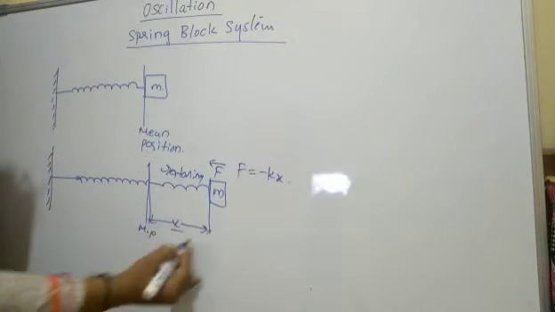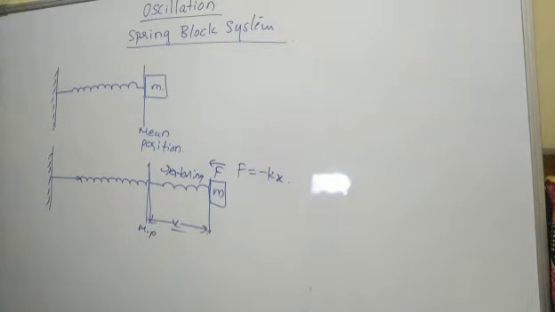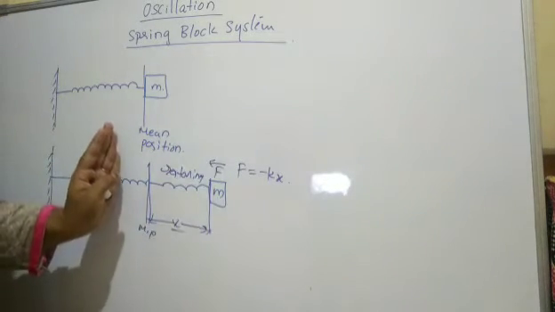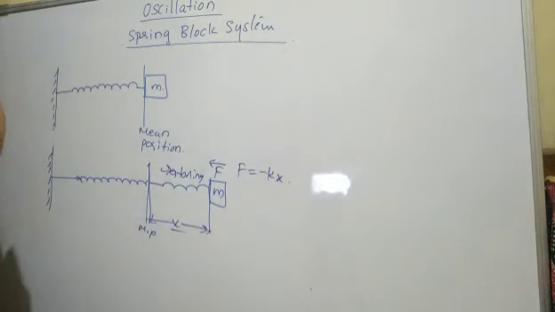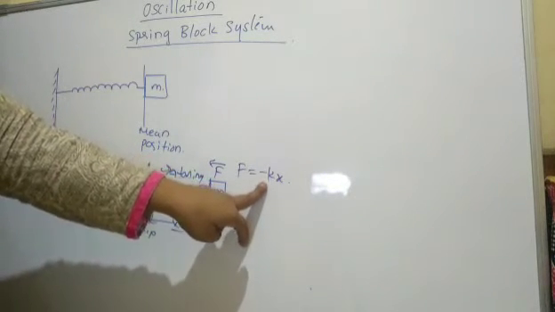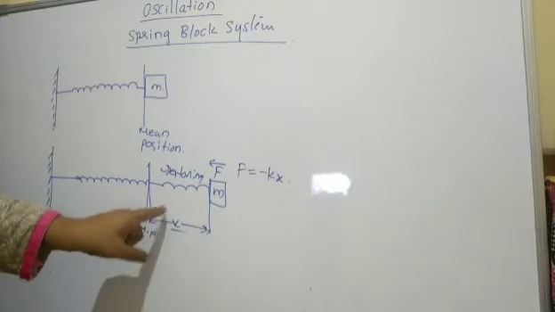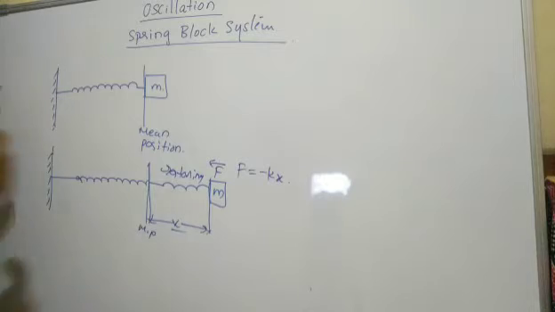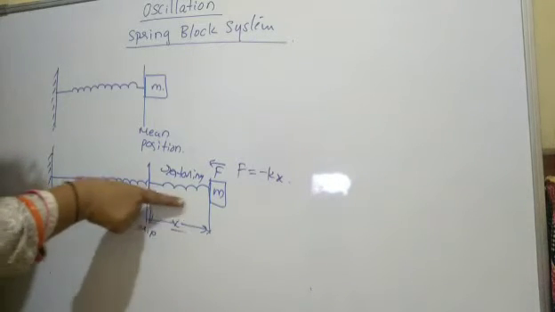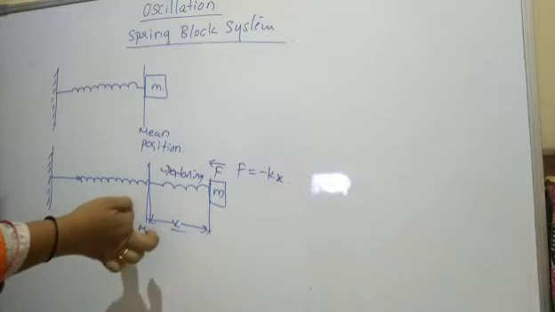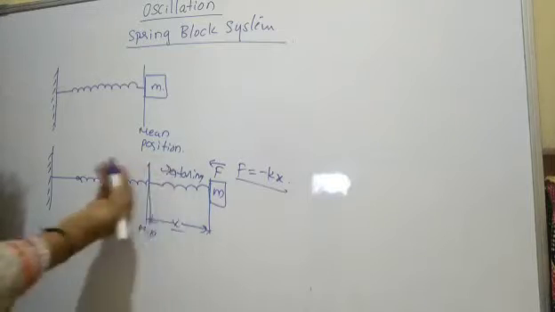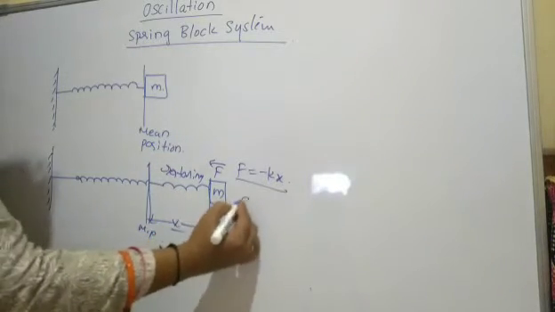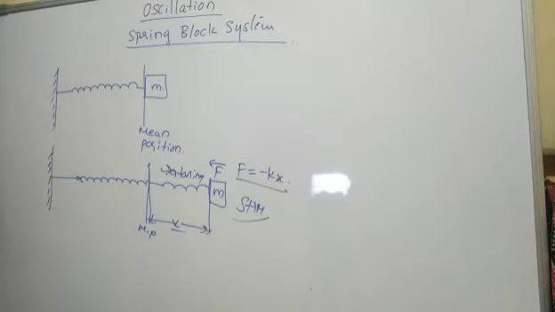So this is the displaced position. The body is displaced to the right by a small displacement x, and a restoring force is produced in the spring. That restoring force is F is equal to minus kx, where the negative sign indicates that force and displacement are in opposite directions. Look here, the displacement is in this direction and the force is in the opposite direction, so that's why the negative sign comes. So it moves back and forth, experiencing simple harmonic motion.